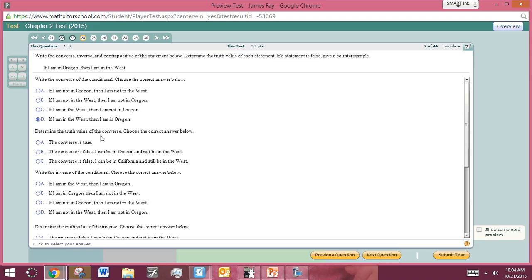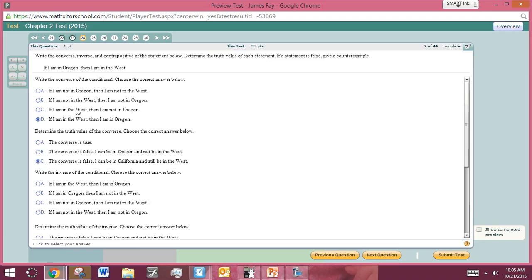It says determine the truth value. If you're in the West, then you're in Oregon. No, that's false. You could be in the West, which is California, and still be in the West. So you could be somewhere else other than Oregon. They're saying that the only state out there in the West is Oregon. That's not true. That's false.